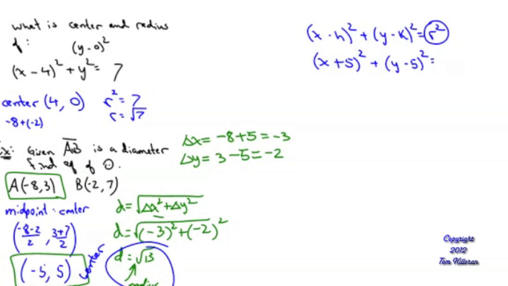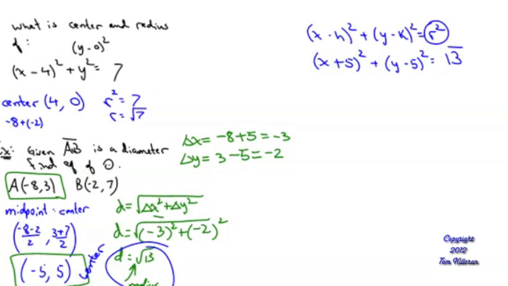Square root of 13 squared. It'd be 13. So that would be the equation of the circle whose diameter has endpoints at negative 8, 3 and negative 2, 7. Is that the answer? That's the answer.